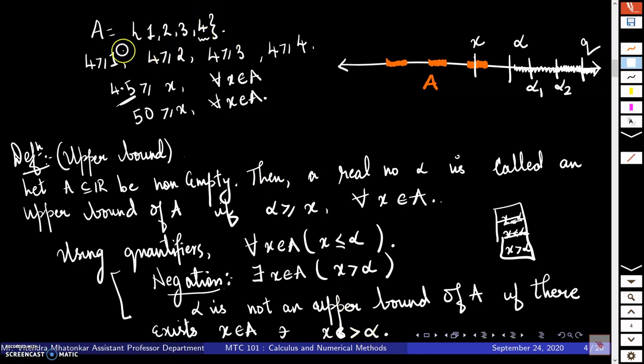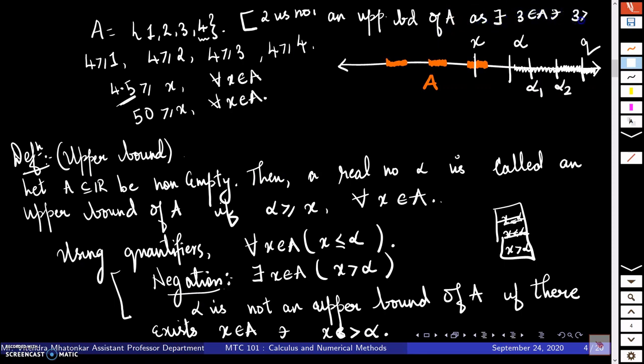Now, if you look at the set A that I considered in the beginning, it had the elements 1, 2, 3, 4. The number 2 here is not an upper bound of the set A. Why is 2 not an upper bound of the set A? Because I can find a number 3 in the set which is bigger than 2. Okay, so 2 is not an upper bound of A. Why is that? Because I can find an element 3 in A such that 3 is bigger than 2. I hope this is clear.